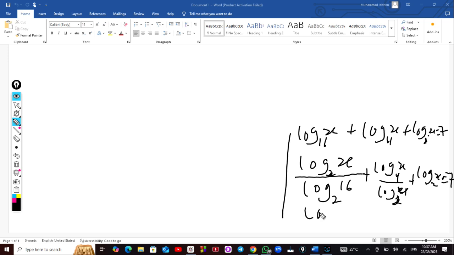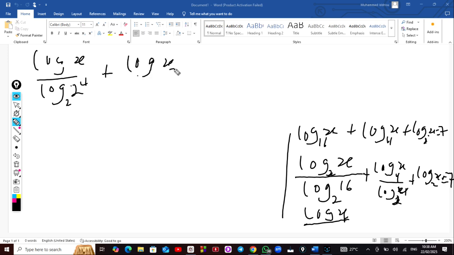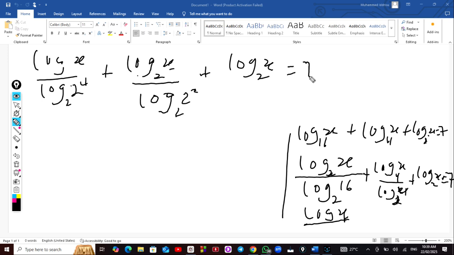So this is the same as logarithm of x over logarithm of 2 to the power 4 base 2 plus logarithm of x base 2 over logarithm of 2 square base 2 plus logarithm of x base 2 is equal to 7.